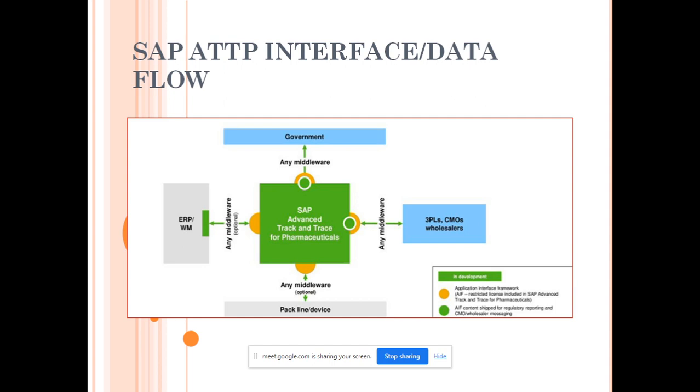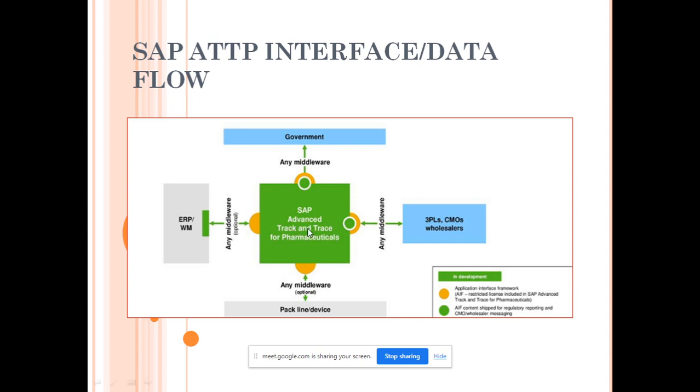After that, the packing line system is going to commission and create the batch, and as per the batch they will commission everything with the serial IDs, manufacturing date, expiry date and all the required details. Then they send all this aggregated data into the ATTP system from the packing line system.